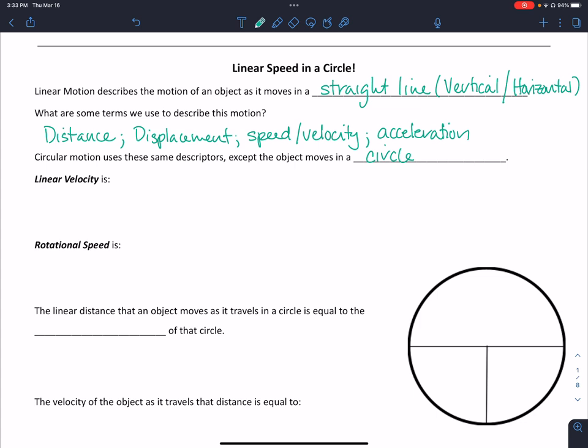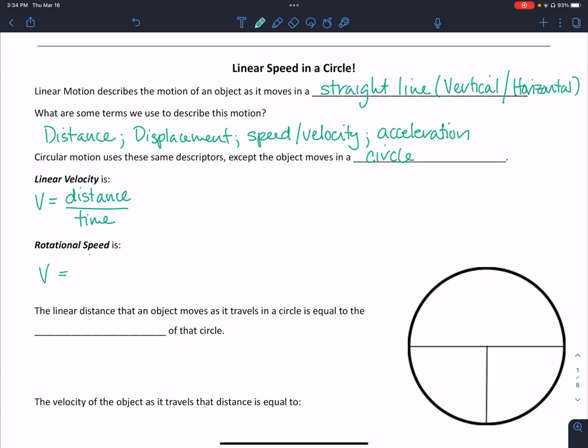When we talked about linear velocity, we know that linear velocity is equal to the distance covered divided by the time it took to do that. So when we talk about circular velocity, or the object moving in a circle, we're going to find that it's really similar. It's still going to be the distance covered per unit of time. The rotational speed is what we use to describe this speed in a circular path, and it's the same idea. We still use v for it.